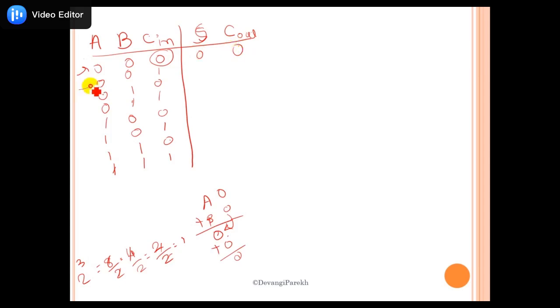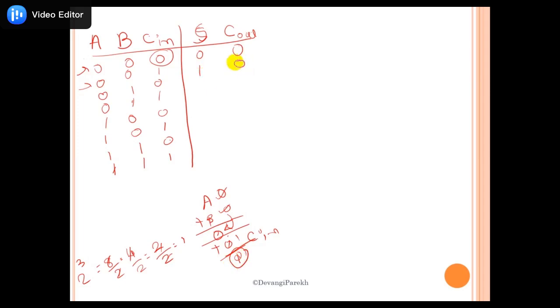Now we are going to do the second condition. Here again A is 0 and B is 0, so the output will be 0, but C in is 1. So the binary addition of 0 and 1 produces 1. So we will write this as the sum and it will produce no carry.